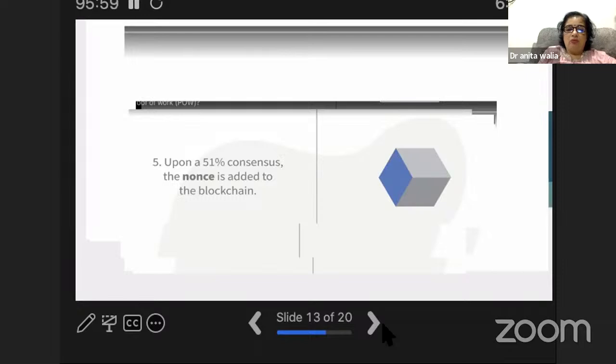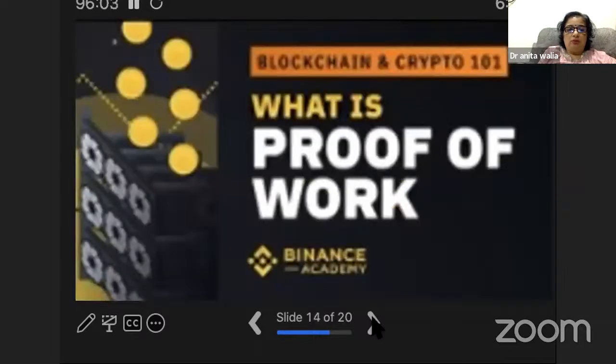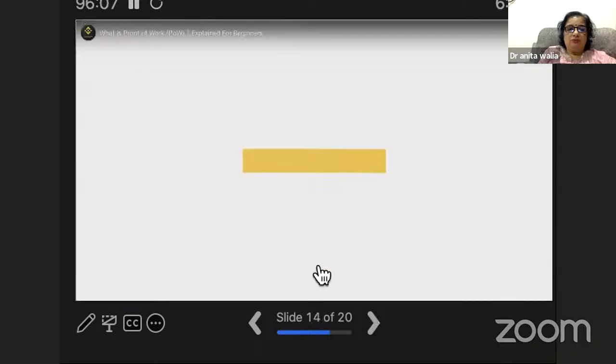So this is how the cryptocurrency is generated. Okay, so this is the reward. The cryptocurrency is a reward. Let's see the proof of work. What is proof of work?